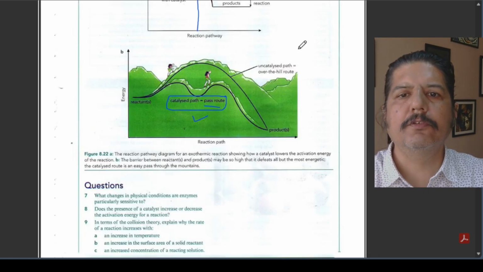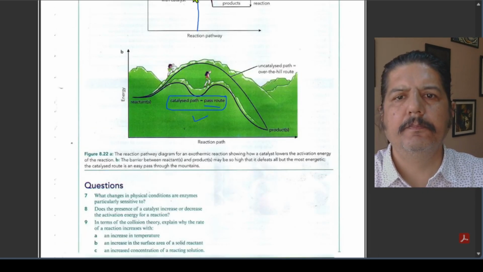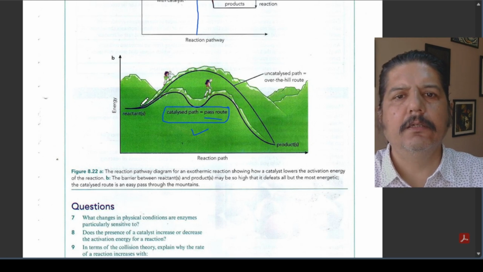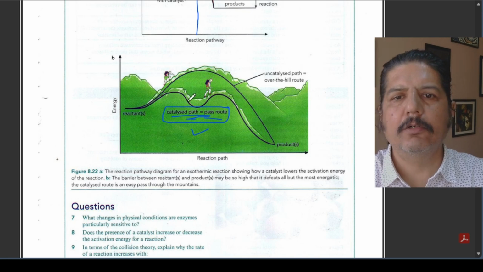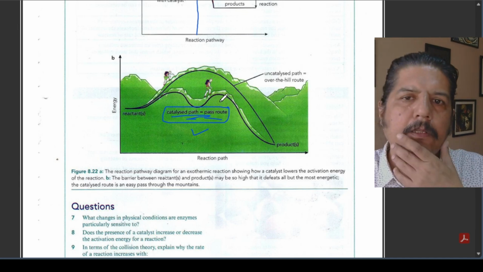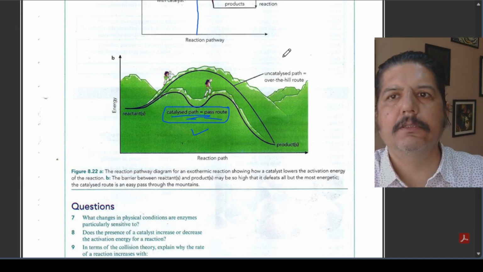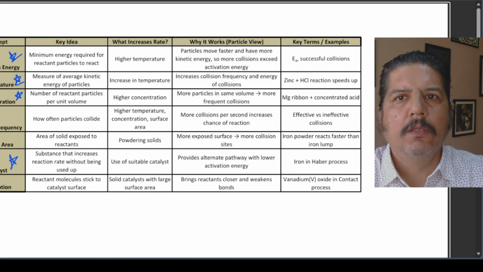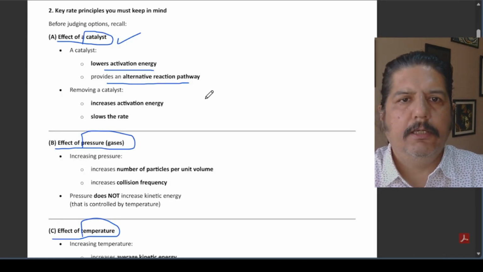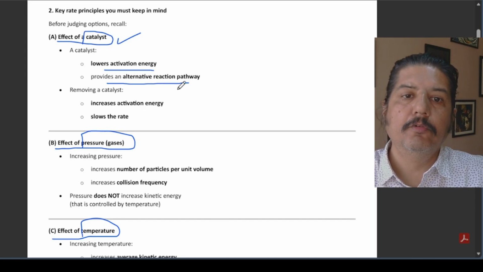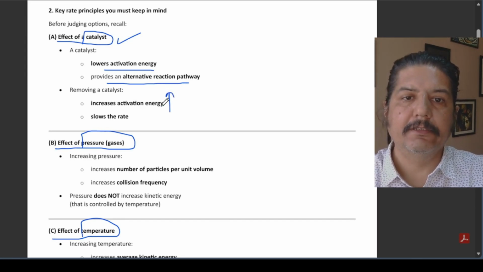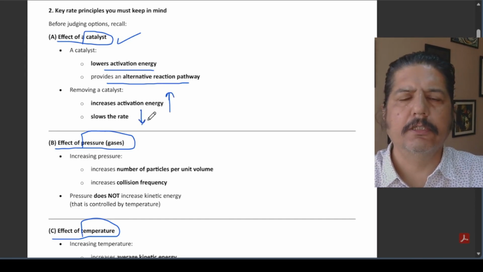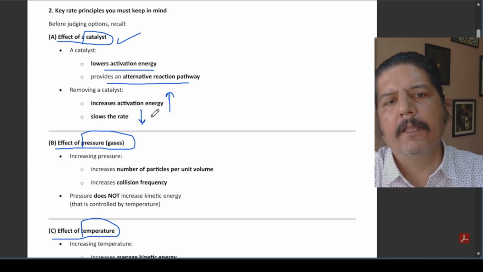So, this is a diagram that I find which captures the essence very, very beautifully. The effect of catalysis is that there is an alternate path which requires lower energy. So, this is the role of catalyst. Whenever you see a question related to catalyst, always keep in mind this diagram. When you remove a catalyst, you basically increase the activation energy, and of course, it will slow down the reaction. So, this is the role of catalyst.